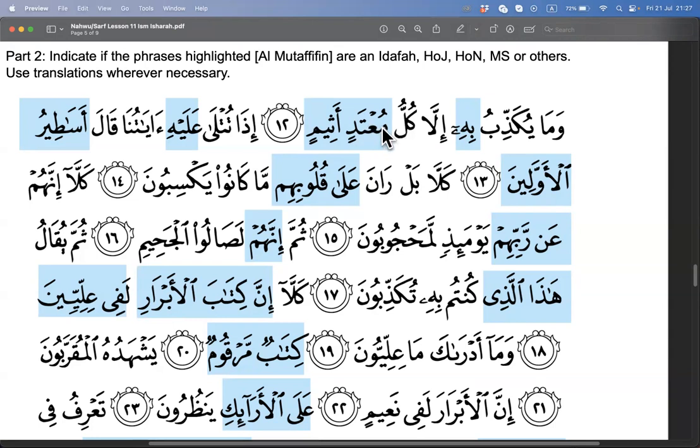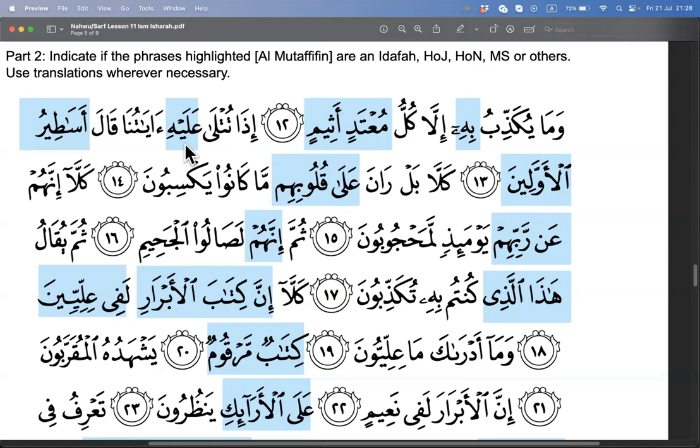Good. What about mu'tadin and athimin? Is it idafah again? Sifah. Yes. Why can't it be idafah? Because mu'tadin is not light. Very good. So even though this is jar, this is maksud sifah, not idafah. Good. Next one: Idha tutla alaihi.